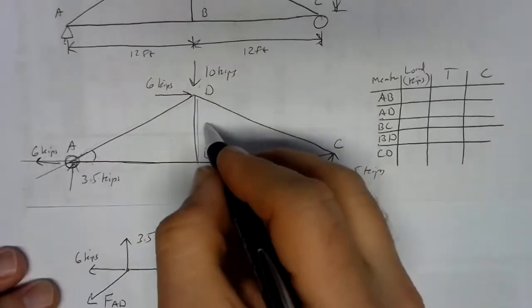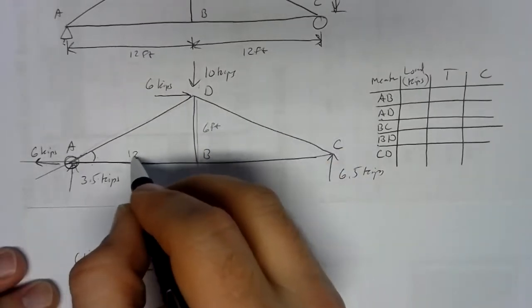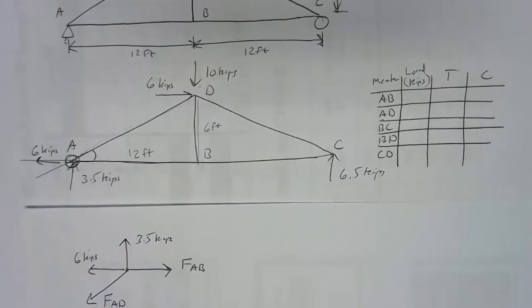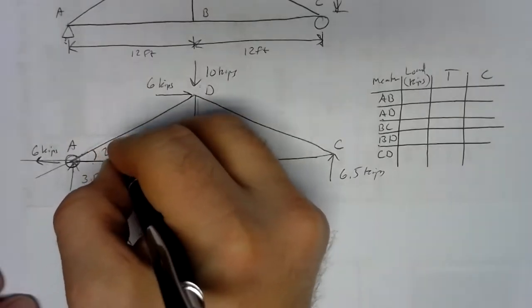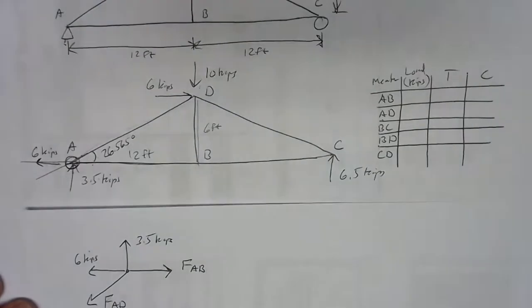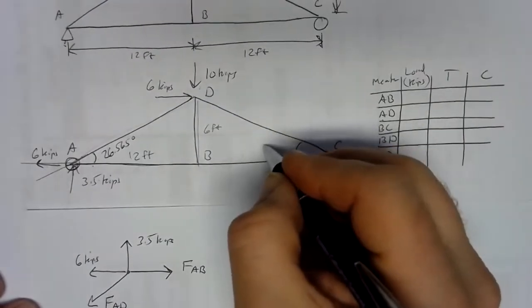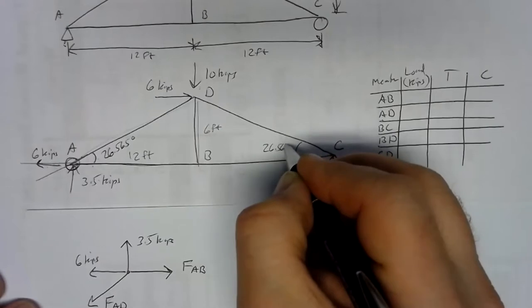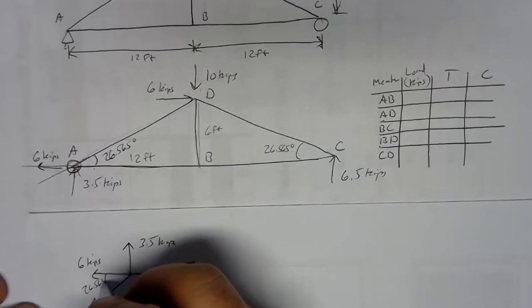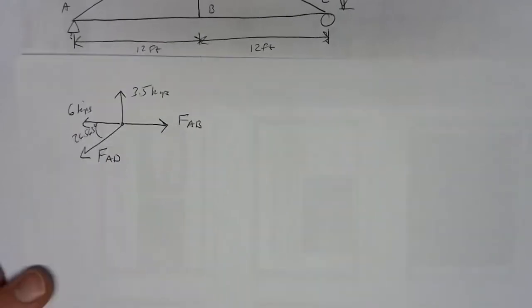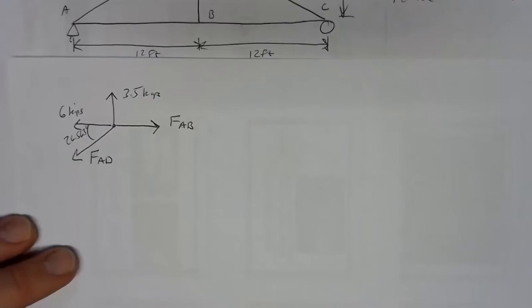And we've got a right triangle here. This is 6 feet high and 12 feet wide. So we have inverse tangent of 6 over 12, which is 26.565 degrees. And because we've got symmetry here, the other side's going to be the same. So we've got 26.565 degrees there. So there's our free body diagram for joint A.